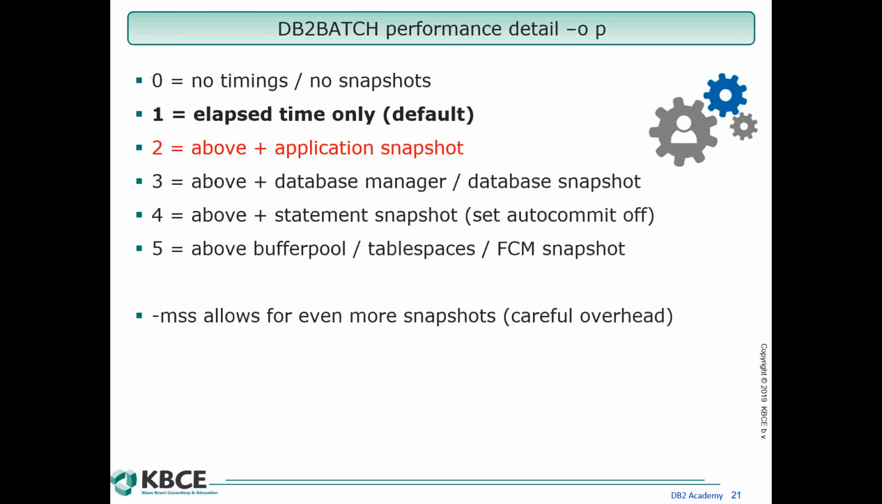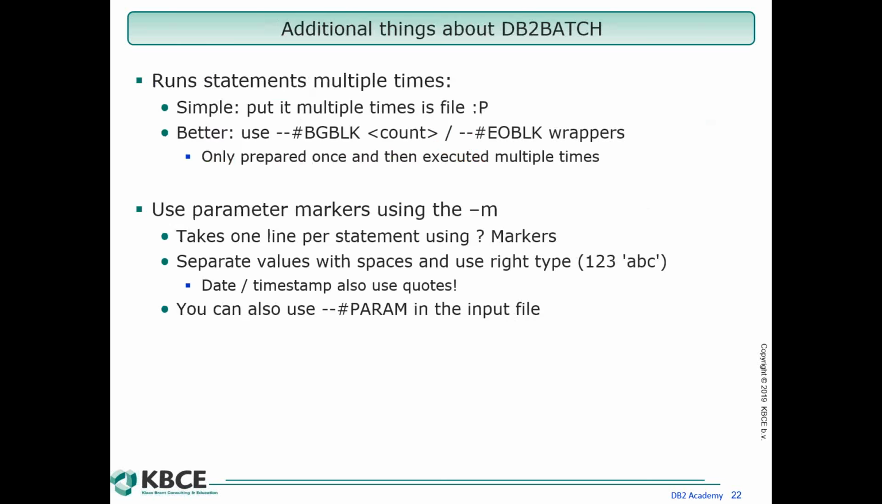As you can see, the default is that you are just measuring the elapsed times, but if you turn that up one more and put in number two for that parameter, then you are actually also taking application snapshots. And that is also giving you lots and lots of very good information. Of course, if you are mimicking a kind of batch program, you might say that the program comes into a loop and this statement will be executed maybe 1,000 times. That is something you can also do in the input of DB2 Batch.